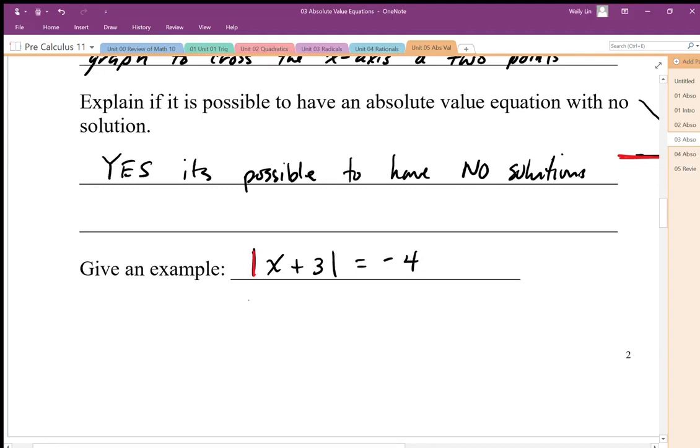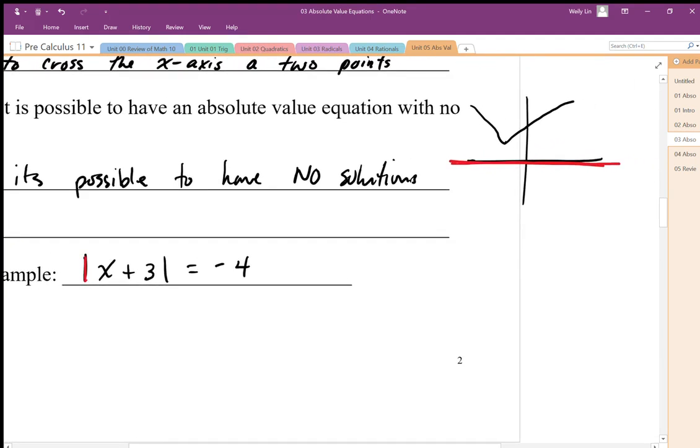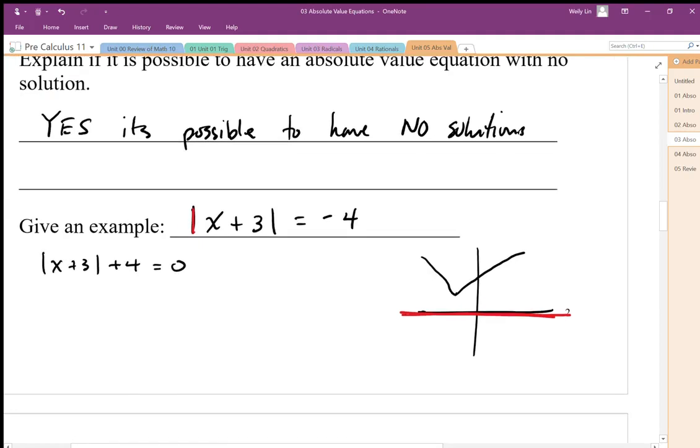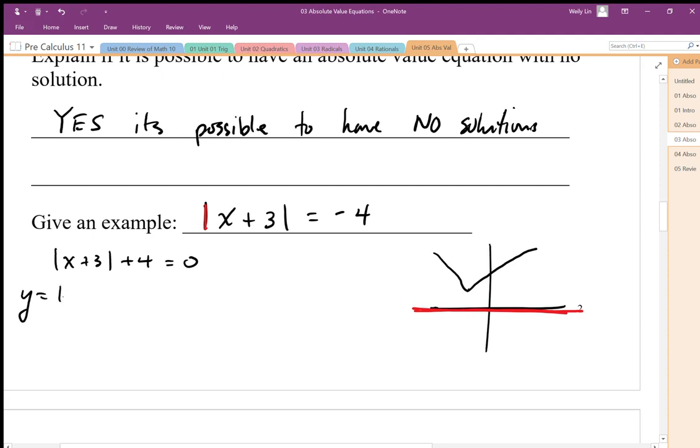Okay, now why will it give us a graph that looks like this? Well, let's see. What did we do last time to see this graph? Well, we made it equal to 0 and then made it y equals. So let's make it equal to 0: add 4 to both sides to make it equal to 0. And then we can make it y equals absolute value of x plus 3 plus 4. Okay, and that's my graph.